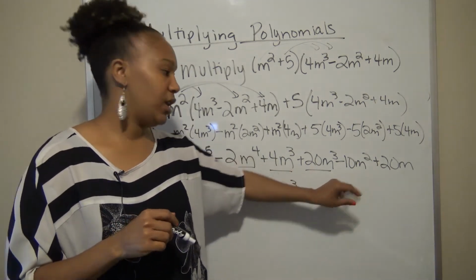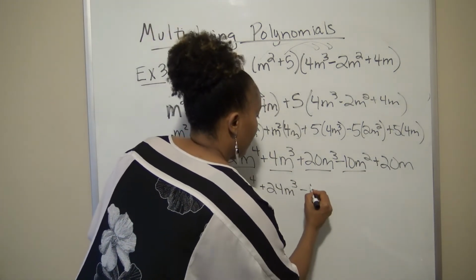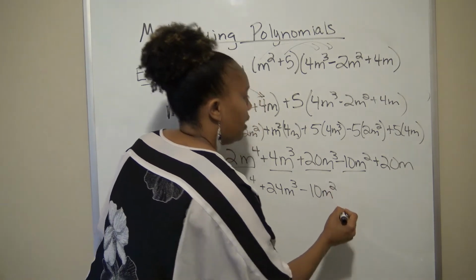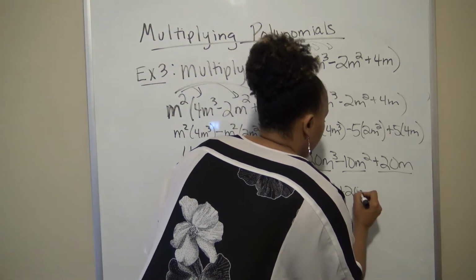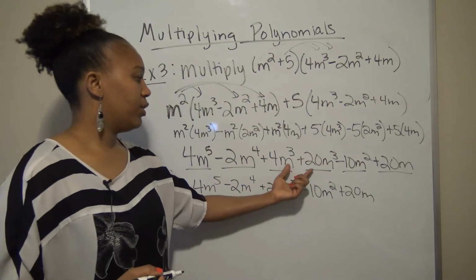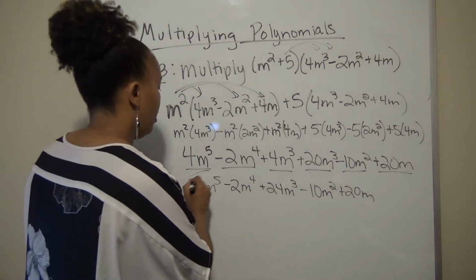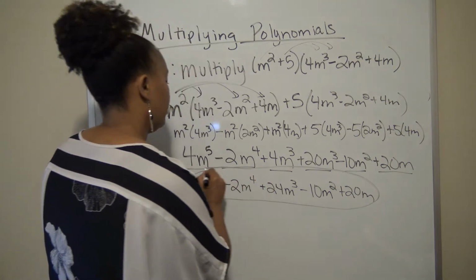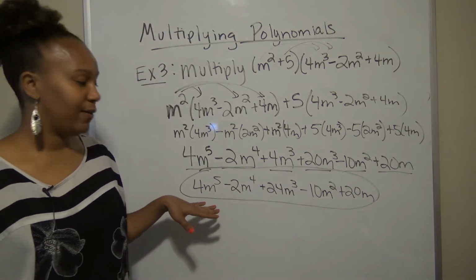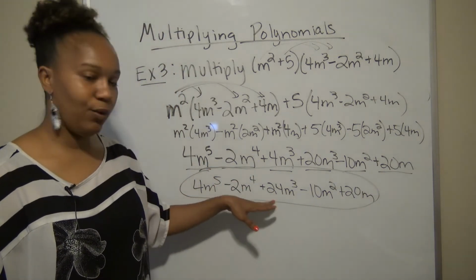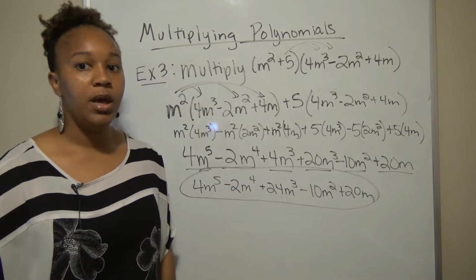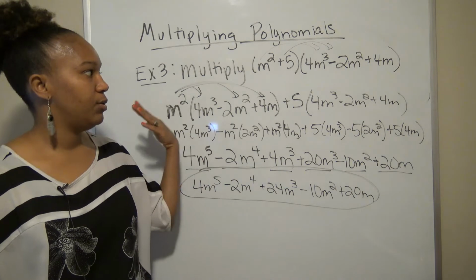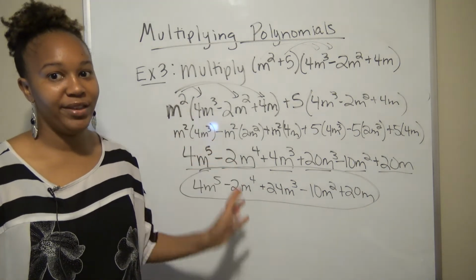This is the only one with the exponent of 2. So then I write minus 10m squared. And then this is the only one with the exponent of 1, plus 20m. So the only ones I ended up combining were the m to the 3rds. Other than that, there were no other like terms. And so this would be my final solution: 4m to the 5th minus 2m to the 4th plus 24m to the 3rd minus 10m squared plus 20m. So this is how you will multiply using what I call the distributive method.